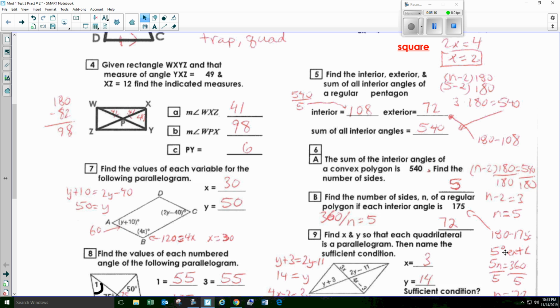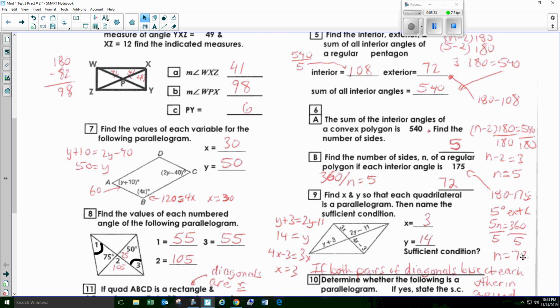If you remember, all the exterior angles add up to 360 degrees. So 5 goes into 360 how many times? 72. You could have also set up the equation 360 divided by n equals 5. So I cross multiply, I get 5n equals 360, divided by 5, and I get 72. 72 sides, not degrees. 72 sides.